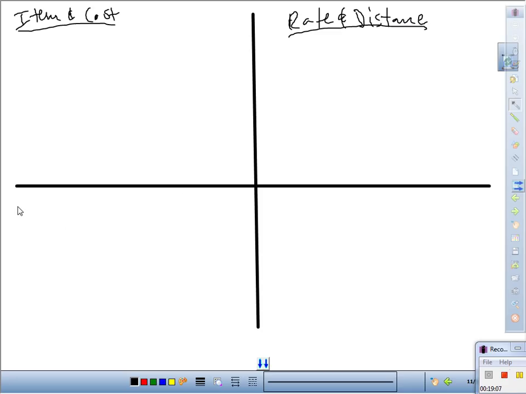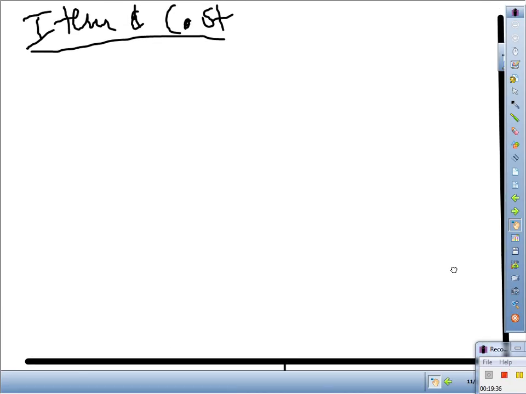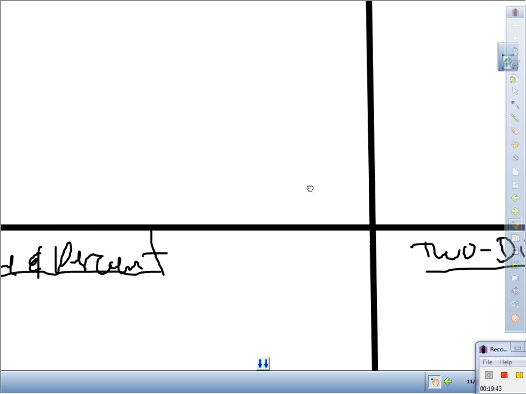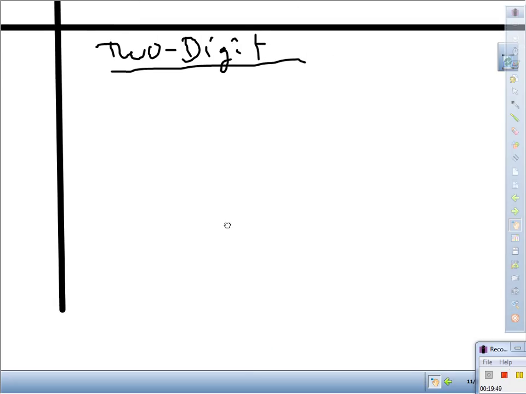From there we went to mixture and percent. And the last one was the 2-digit. Those are the 4 different types that we saw, aside from the rate ones that we did in the first semester. Okay, let me zoom in for those of you that didn't see. In the top left, you wrote item and cost. Top right, rate and distance. Bottom left, mixture and percent. And 2-digit.